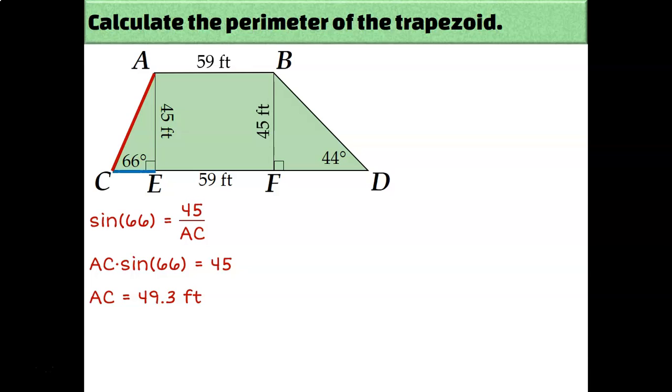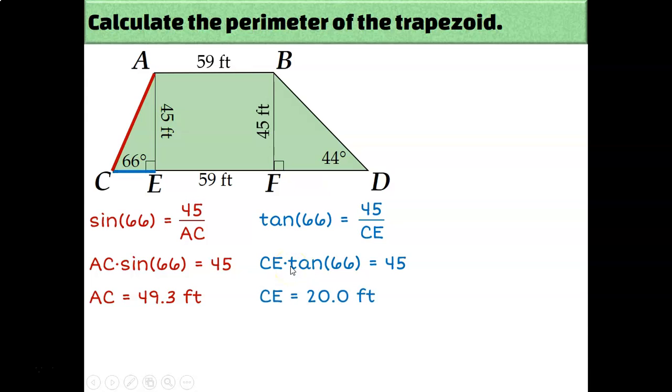Next up, let's solve for the length of CE. In relationship again to the 66-degree angle, CE is adjacent, and 45 again is opposite. So since I have opposite and adjacent, I'm going to use tangent. The tangent of 66 degrees is equal to the opposite over the adjacent. Multiply both sides by CE, and divide both sides by the tangent of 66, and we get approximately 20 feet for the length of CE.